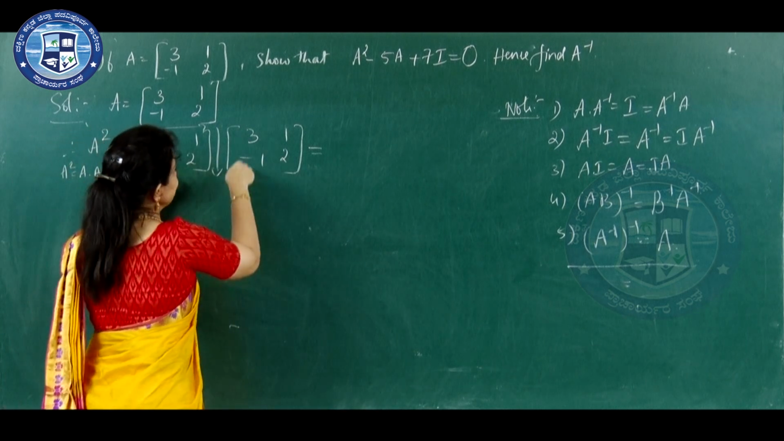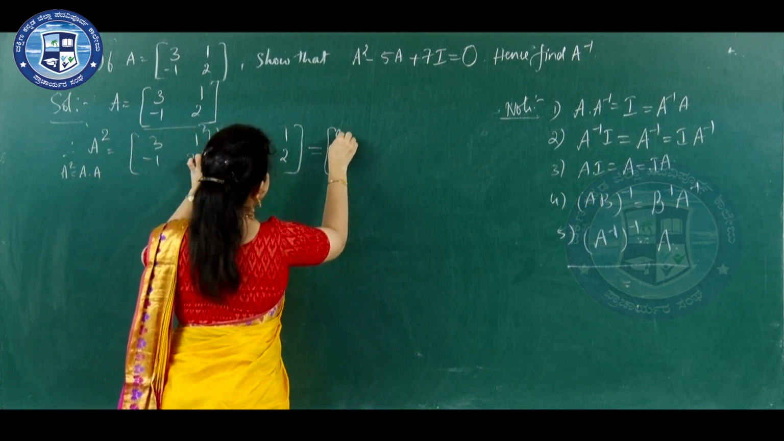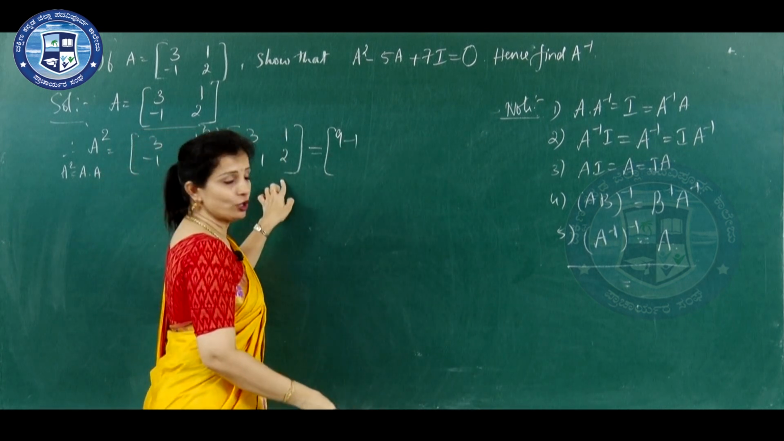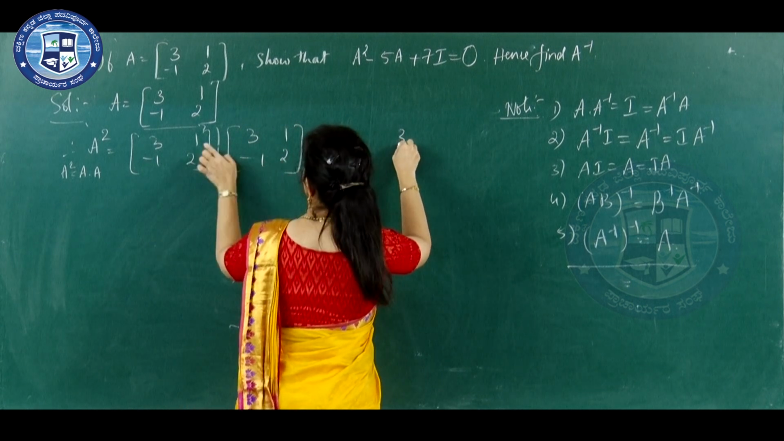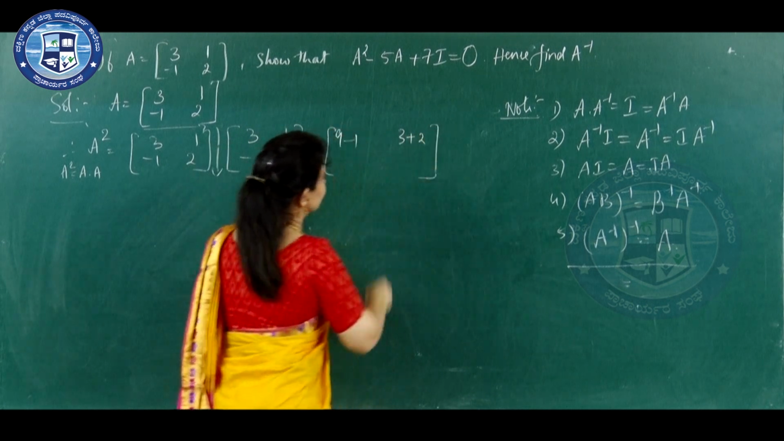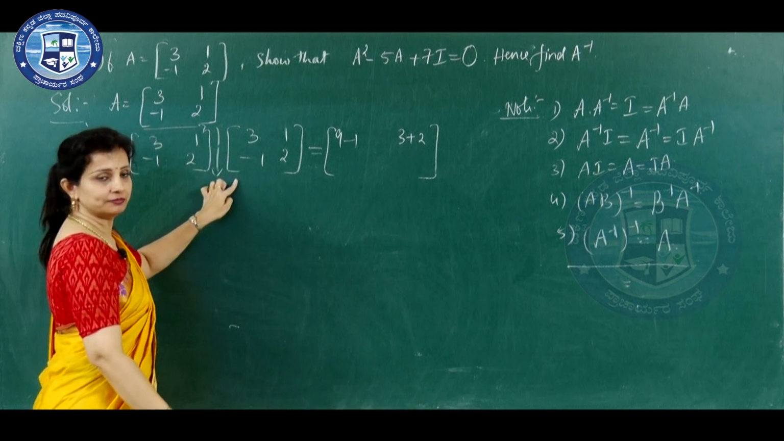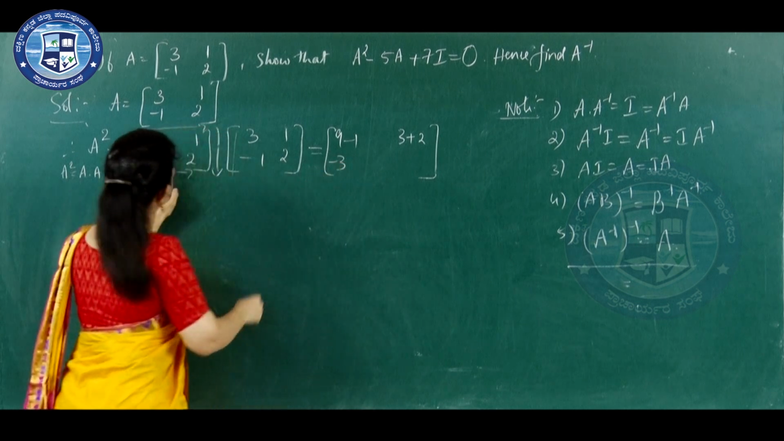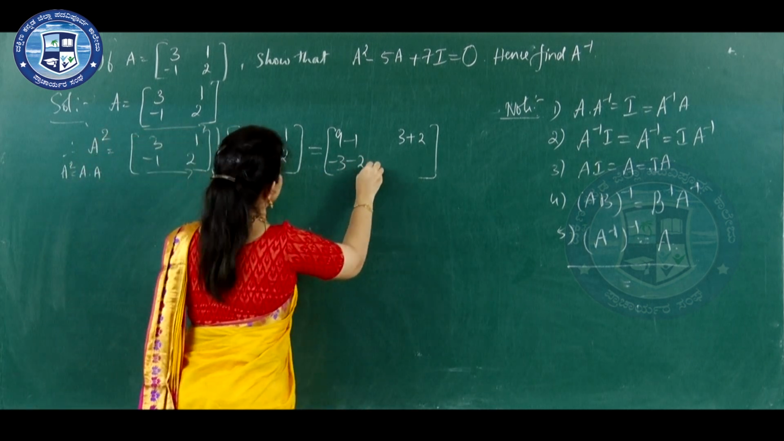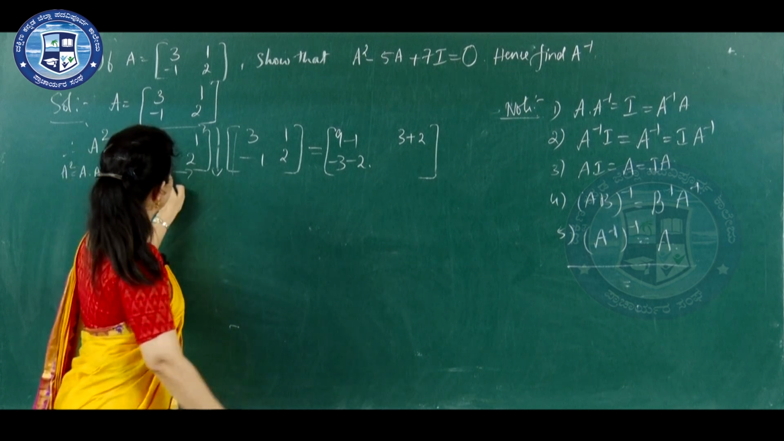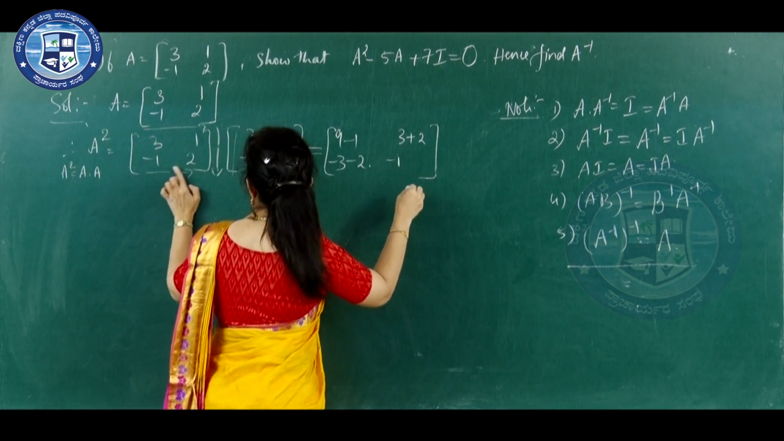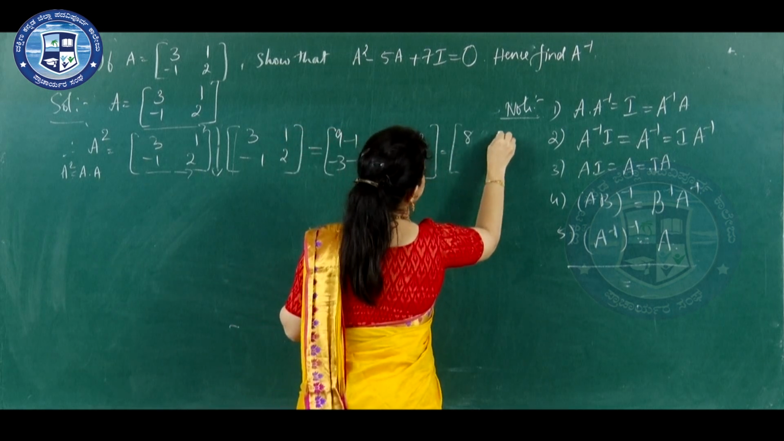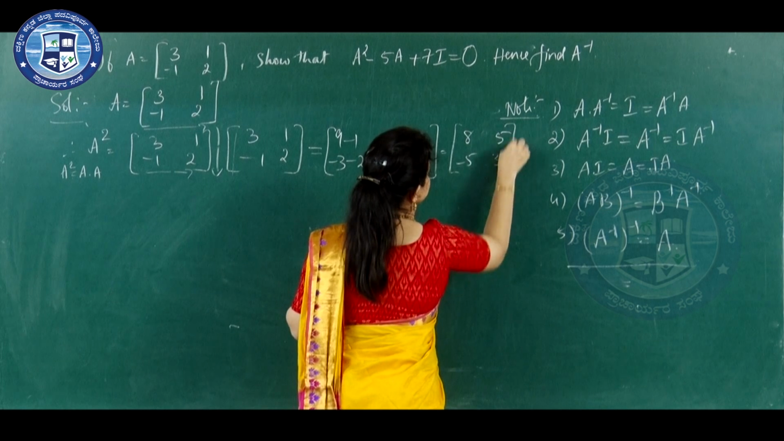So, multiply the first row and first column. What do we get? 3 3s are 9. 1 into minus 1, minus 1. First row, second column. 3 into 1, 3. 1 into 2, 2, plus 2. Second row, first column. Minus 1 into 3, minus 3. 2 into minus 1 is minus 2. Second row, second column. Minus 1 into 1, minus 1. 2 into 2, plus 4. So, what is A square? 8, 5, minus 5, 3.